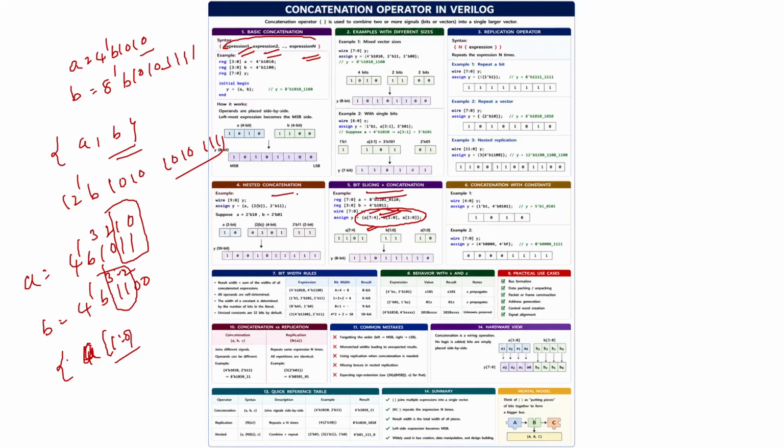And then nested concatenation means, as I told you, A is the value and then B 2 times, and the B value should be 1 1.